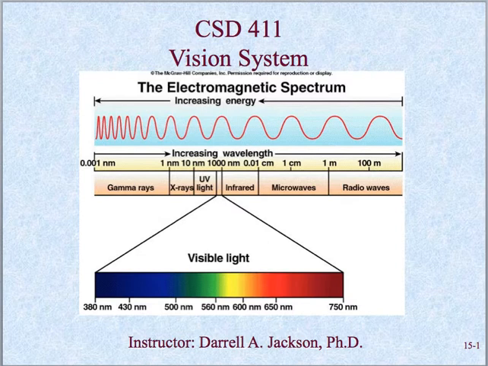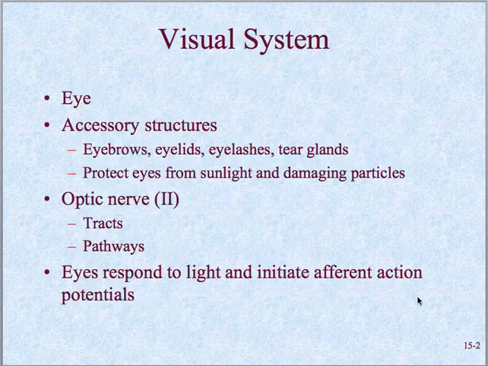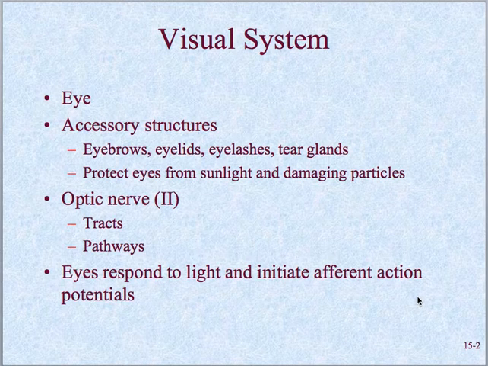So let's look at slide number 2. And so here, what I want you to know from slide number 2 is what are the accessory structures associated with the visual system. Those accessory structures being, for example, the eyebrows, eyelids, eyelashes, tear glands. Also, what are the tracts that are projecting visual information? That would be the optic nerve, optic tracts, and the pathways, which we'll talk about a little bit later.